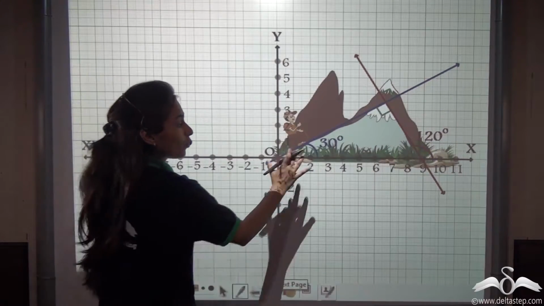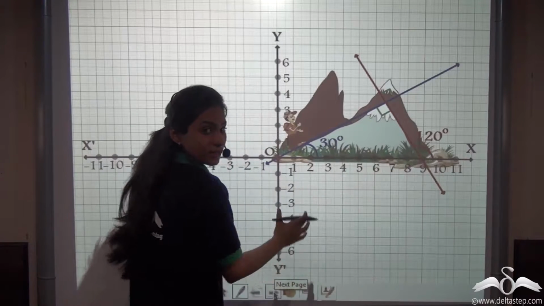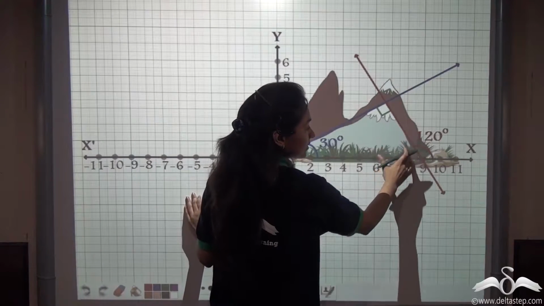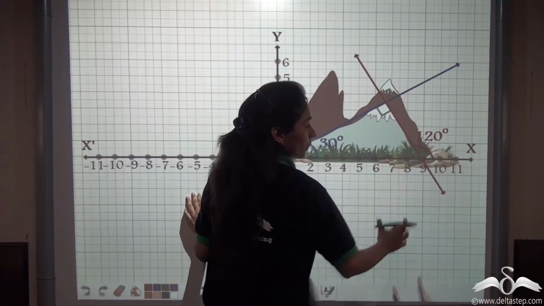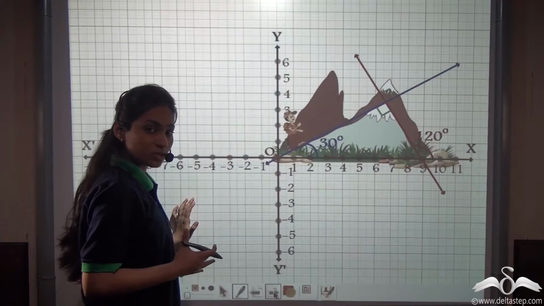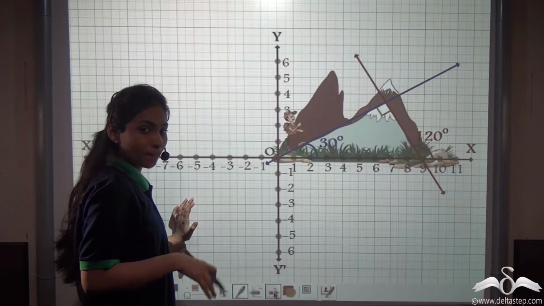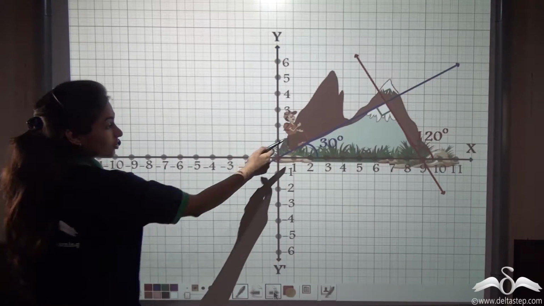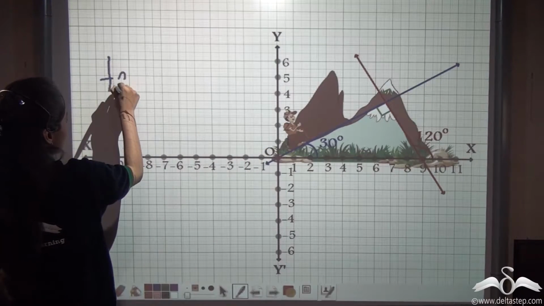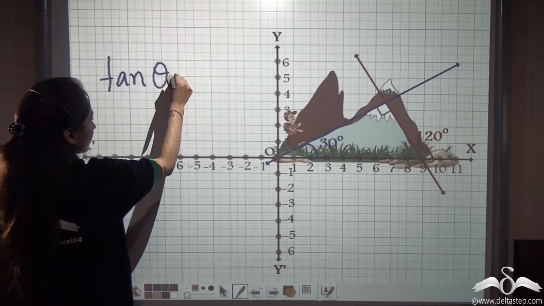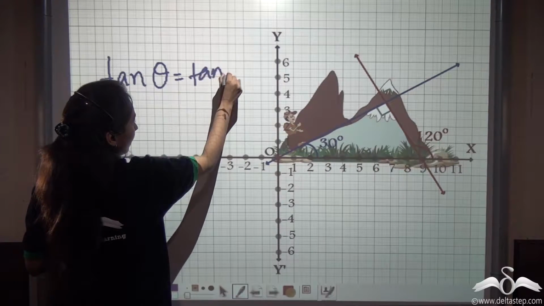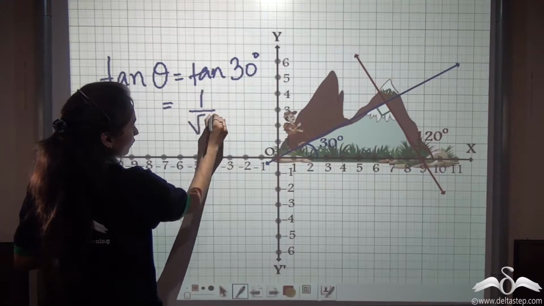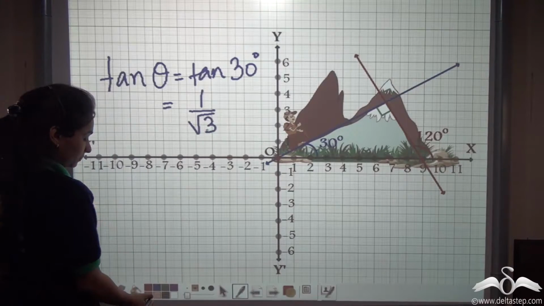So now we have both the angles of inclination of these two lines. The blue line has an angle of inclination of 30 degrees and the red line has an angle of inclination of 120 degrees. Now he can find out the slope easily. Find it out. Now the angle of inclination of the blue line is 30 degrees. So let us find out the slope for the blue line. That is tan 30, or we can say the slope of the blue line is 1 by root 3.